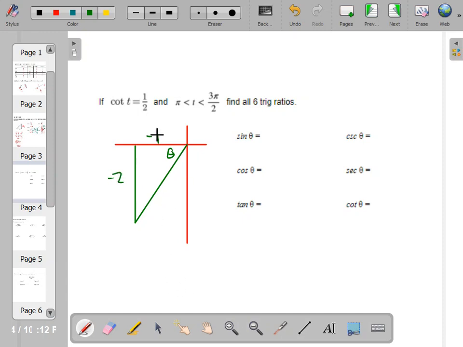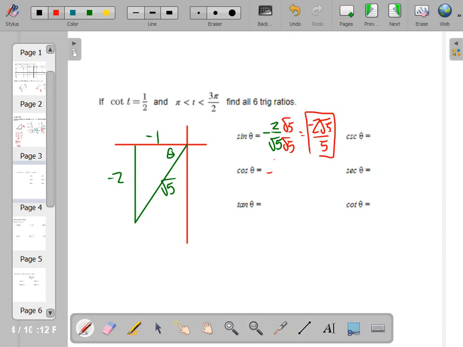Pythagorean theorem, 2 squared plus 1 squared is 5. That means this is radical 5. And now I can do the same thing. Opposite over hypotenuse, negative 2 over radical 5. Make sure you remember that negative, because that's going to throw you off on a lot of these if you don't have the signs right. So negative 2 radical 5 over 5.